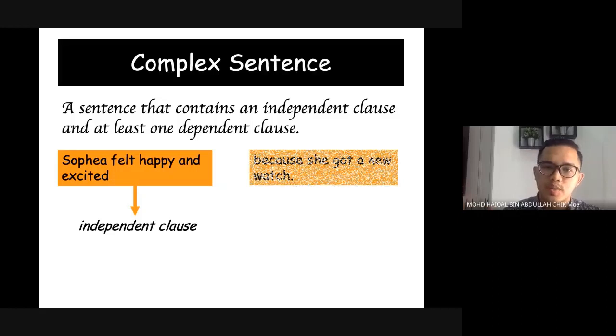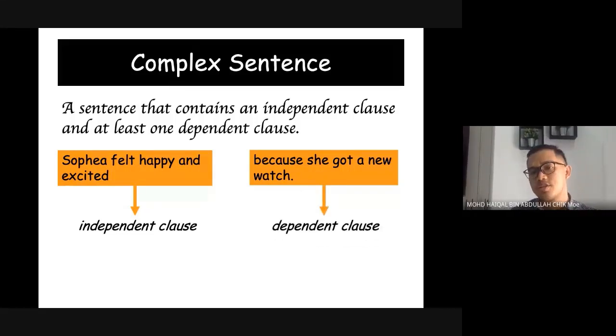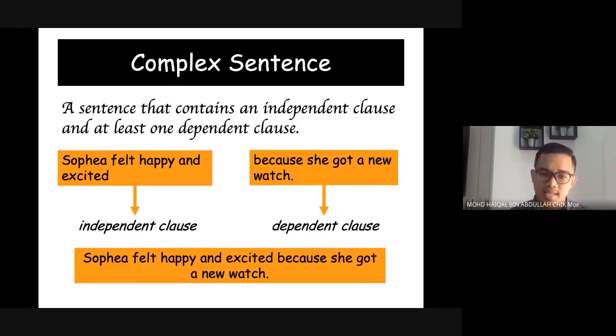The next one, because she got a new watch. Because she got a new watch. This is an example of a dependent clause. We can't start a sentence by using the word because. So when you have an independent clause and also a dependent clause in the sentence, it becomes a complex sentence. Sophia felt happy and excited because she got a new watch. This is a sample of a complex sentence.